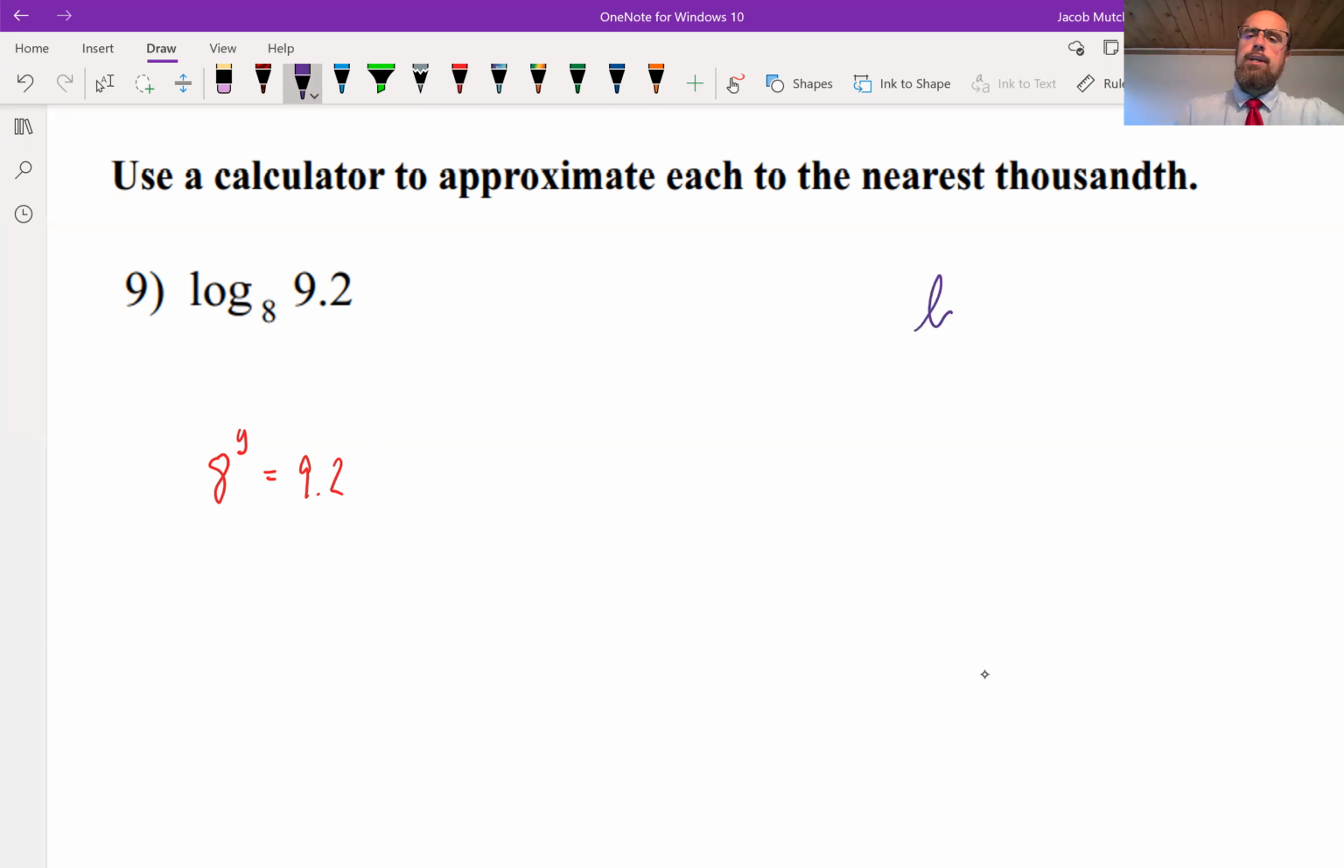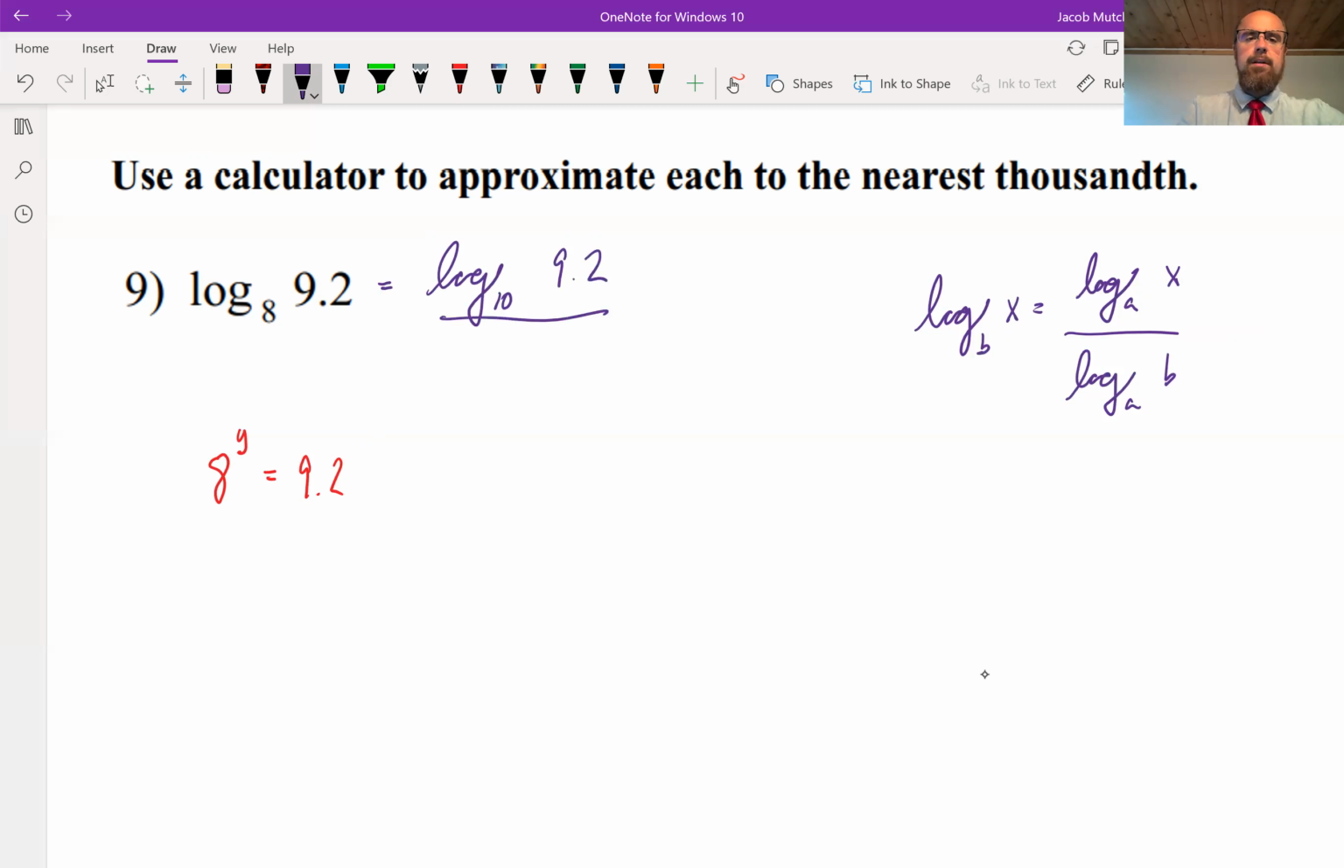Again, I'm going to use the change of base rule. Log base b of x equals log base a, and I get to choose, and we always choose base 10 because it's in the calculator, of the argument, the old x, over log base a of the old base b. So we'll actually evaluate here. For log base 8 of 9.2, that's equivalent to log base 10 of 9.2 divided by log base 10 of the old base 8. And I'll use the approximately equal sign because we have to round here to the nearest thousandth.